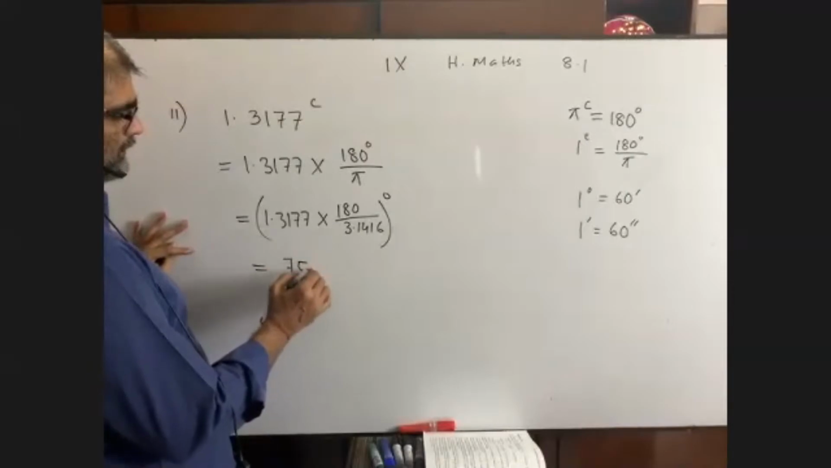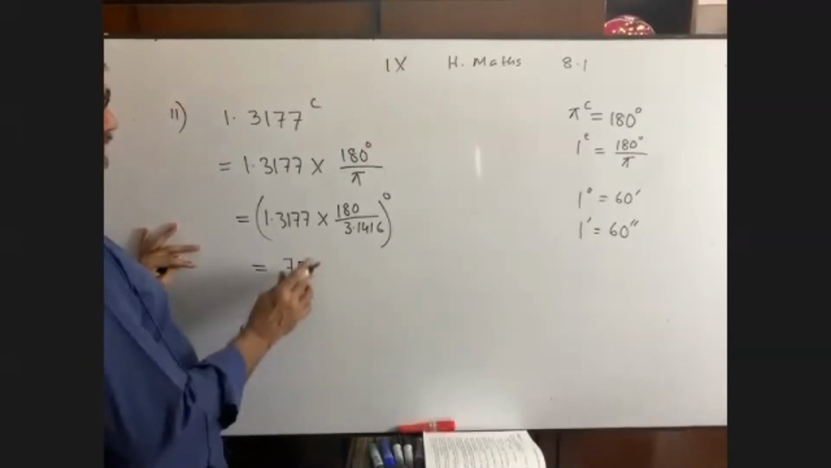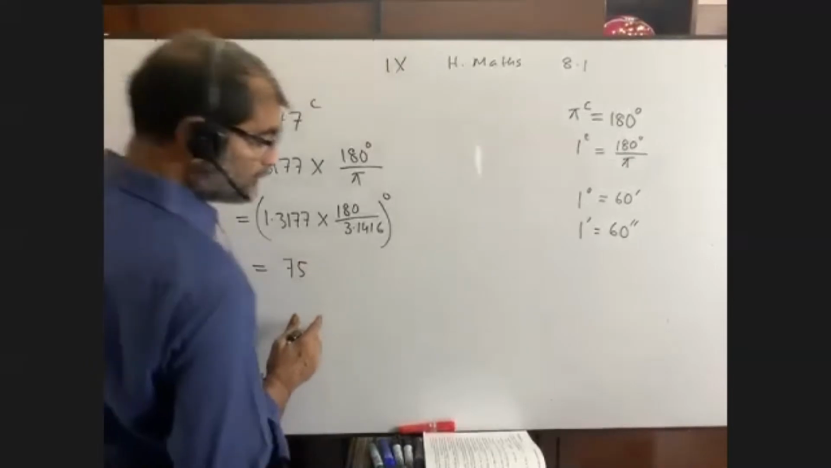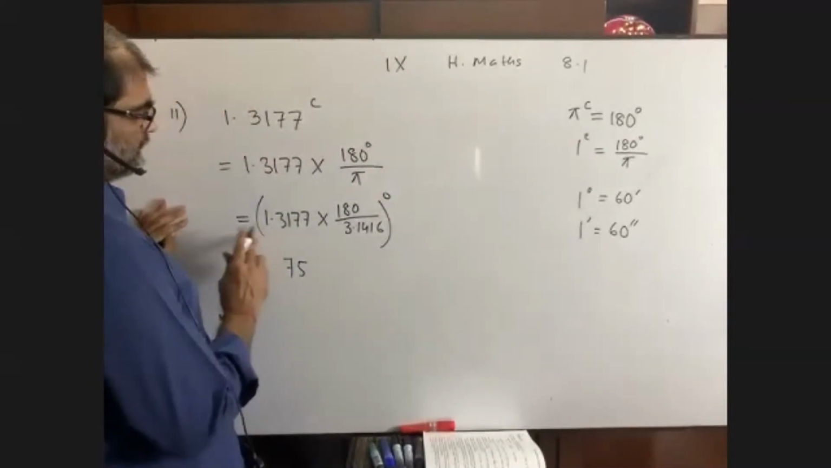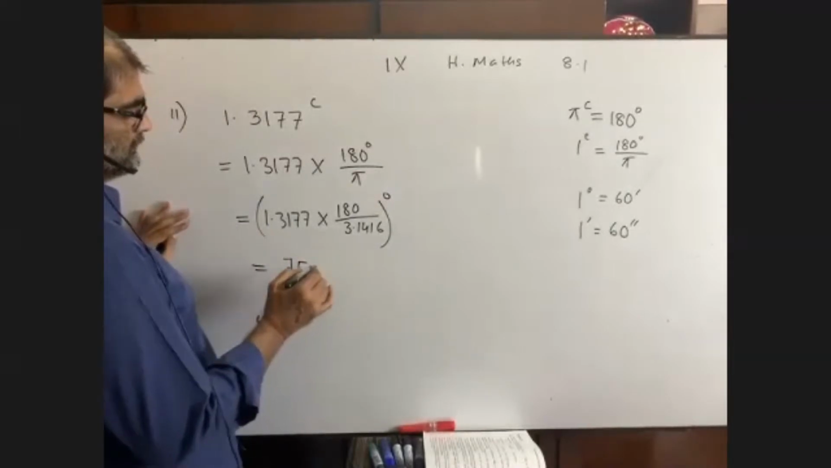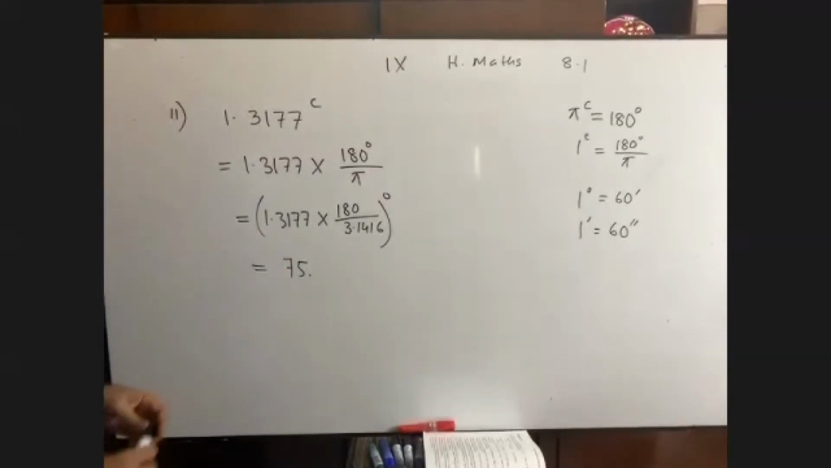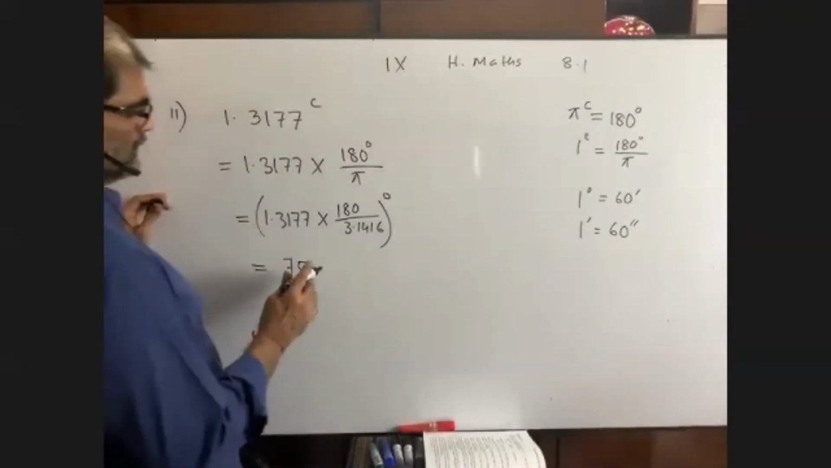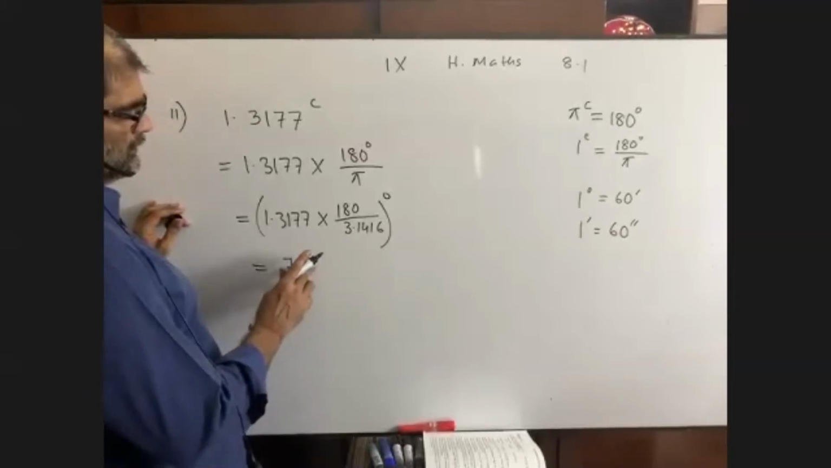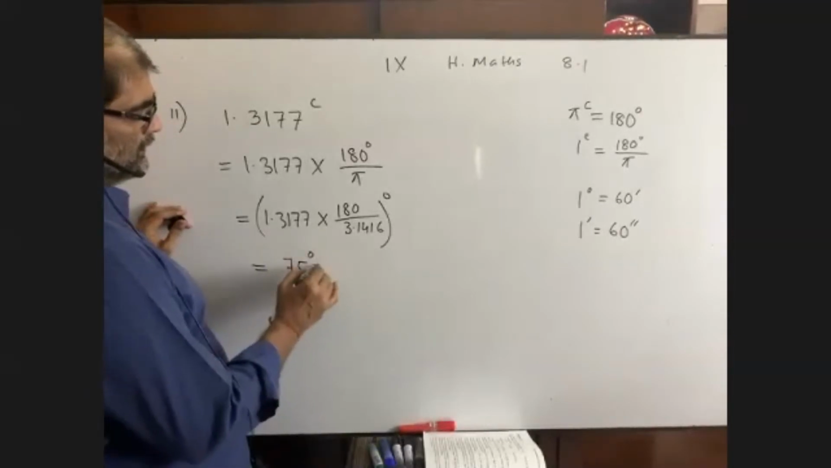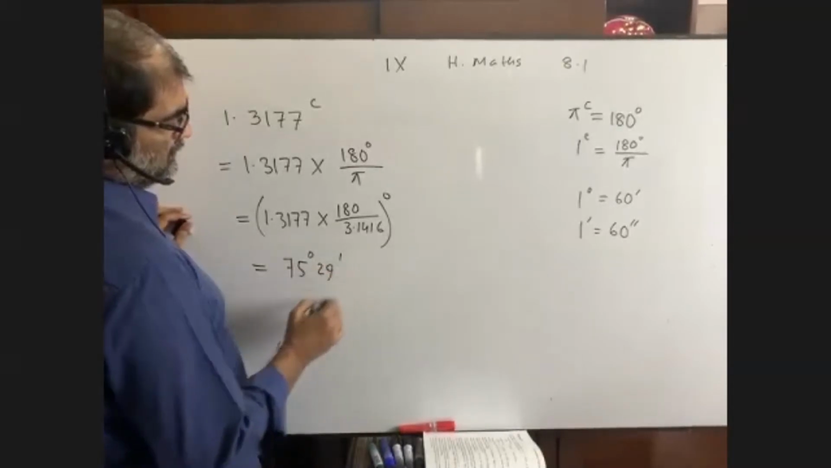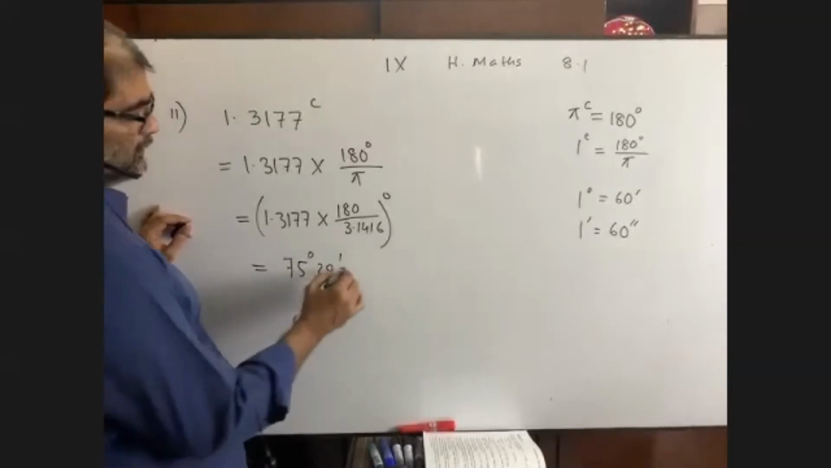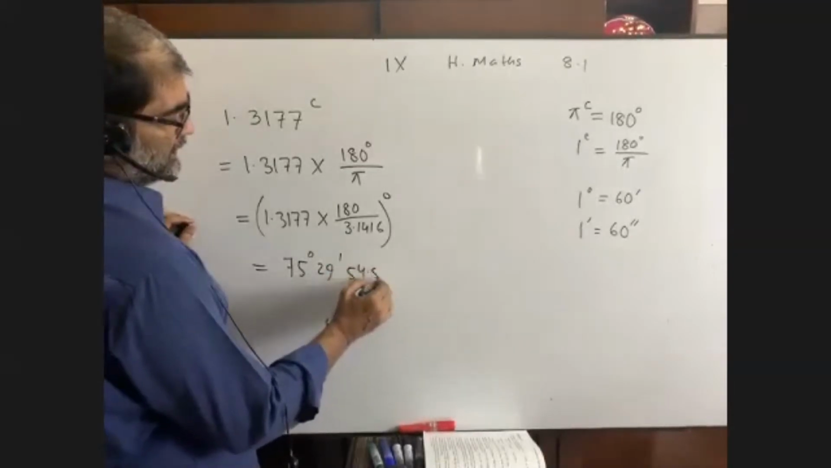75 point. What is the result? It said syntax error, so let me try again. Sir, 75 degree, 29 minutes, 24 seconds. 75 degree, 29 minute, 24 second, 54.5 seconds here. Yes, sir.